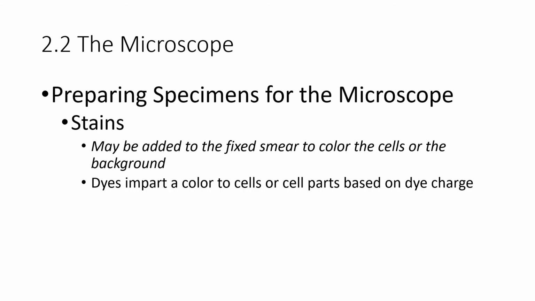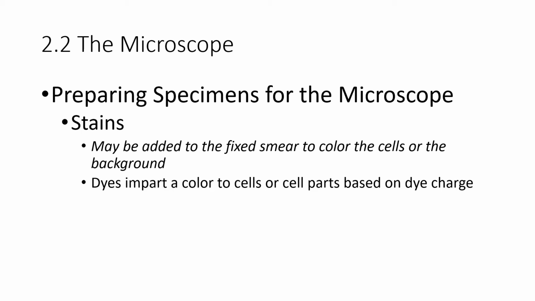Stains can be added to these smears to colorize the different cells. Or on the flip side, to colorize everything but the cell, so that you can see what the cell has around it. Does it have a capsule? Does it have a slime layer?